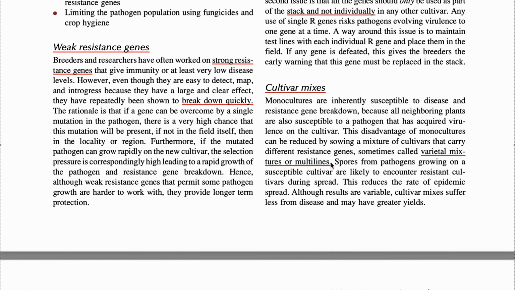the sowing or the cultivation of crops having different resistance genes. Okay. Spores from a pathogen landing on a susceptible cultivar are likely to encounter resistant cultivars during spread. This reduces the rate of epidemic spread. All the results are variable. Cultivar mixes suffer less from disease and may have greater yields.